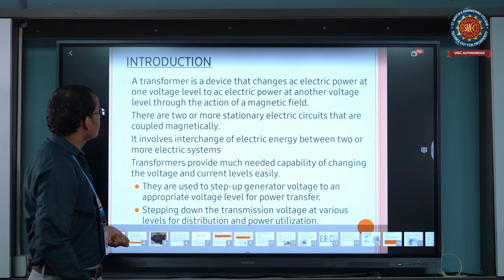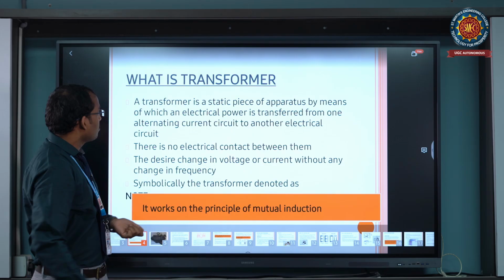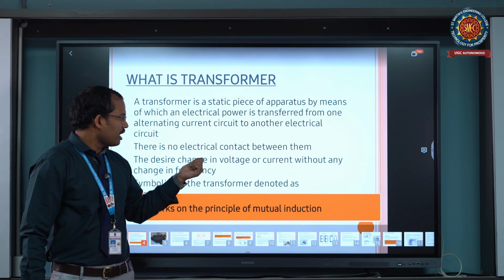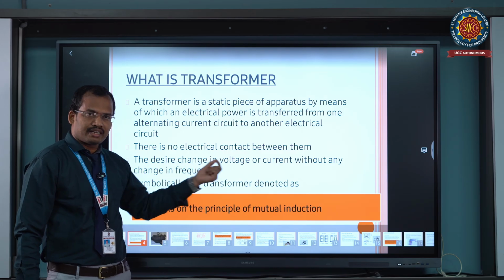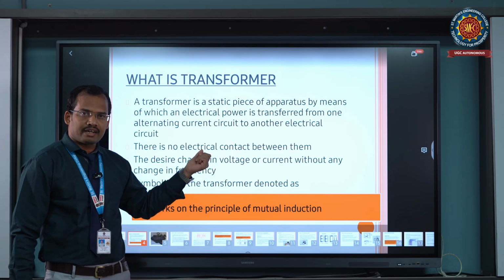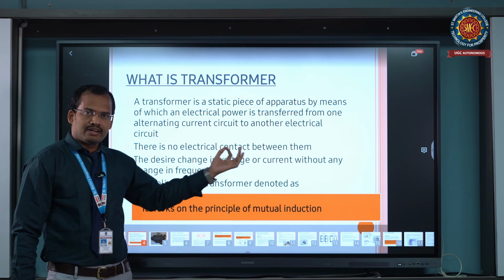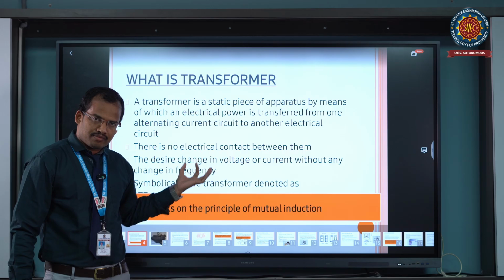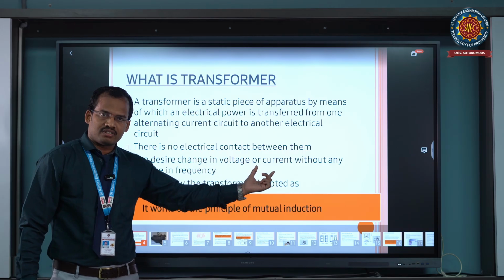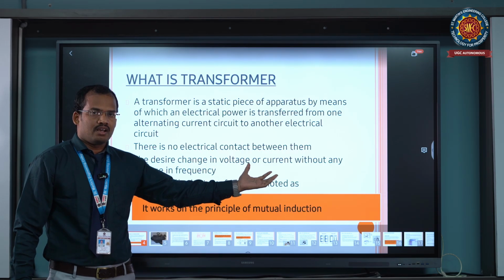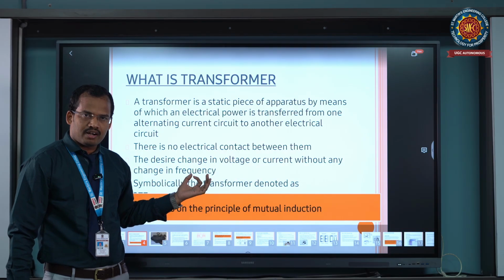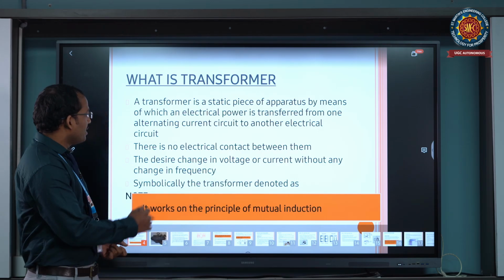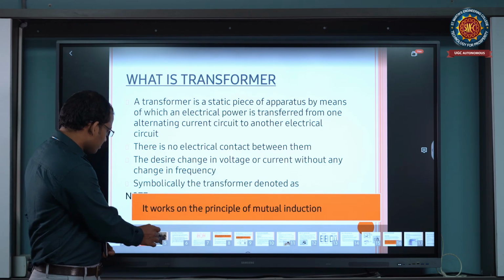And the next slide. We have already discussed that the transformer has two windings, the primary winding and the secondary winding. The primary side current is the I1 current and the secondary side current is the I2 current. The primary side number of turns is N1 and the secondary side number of turns is N2. The primary induced EMF is E1 and the secondary side induced EMF is E2. That is the basic structure of the transformer.